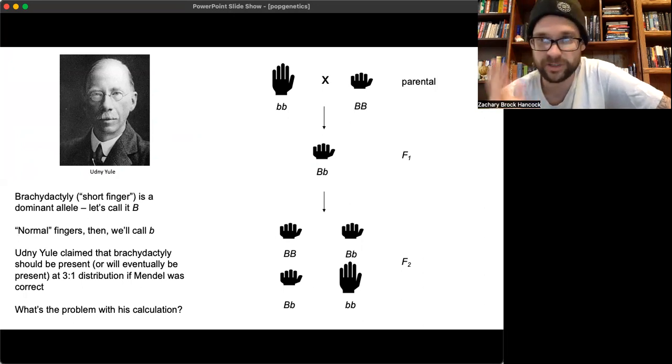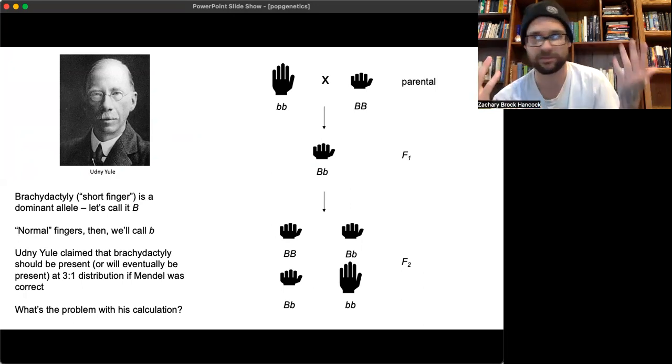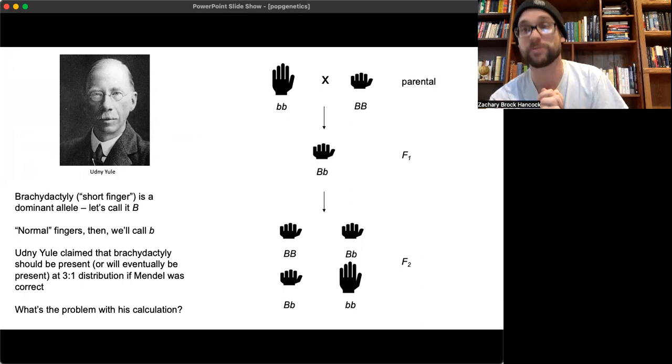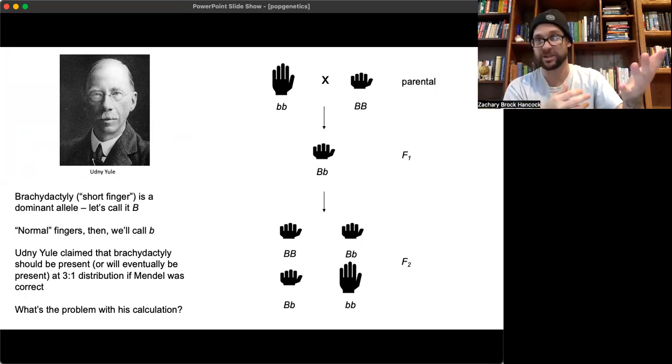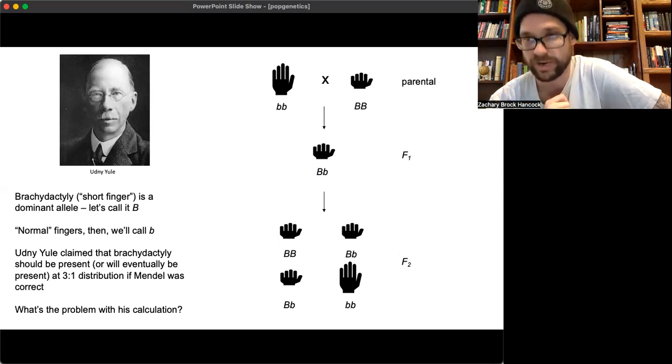Normal fingers, however, we'll call little b, and it's recessive. And so Yule at this meeting calls out Punnett, and he says, okay, if Mendelism is correct, if Mendelian inheritance really is the way that alleles are inherited, then brachydactyly should be present, or will eventually be present in the human population at a 3-to-1 distribution if Mendel was correct.